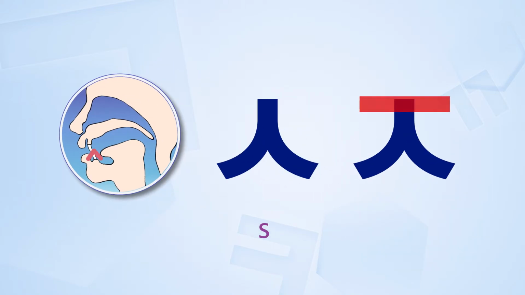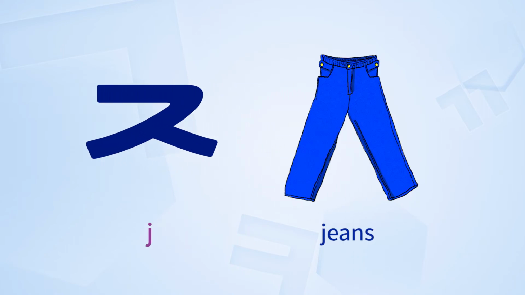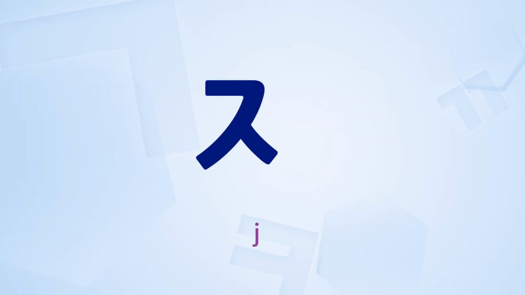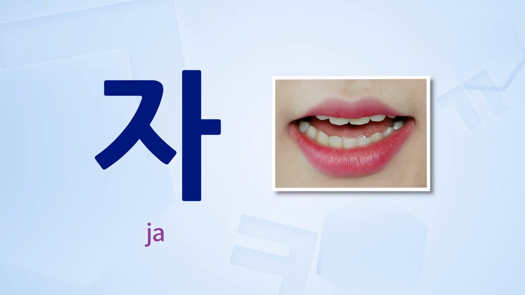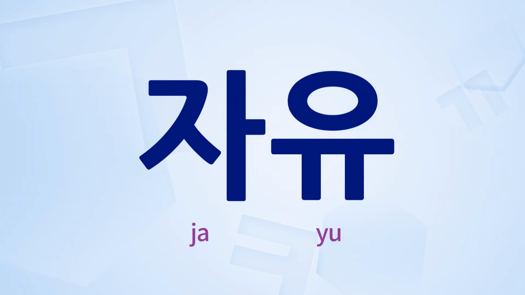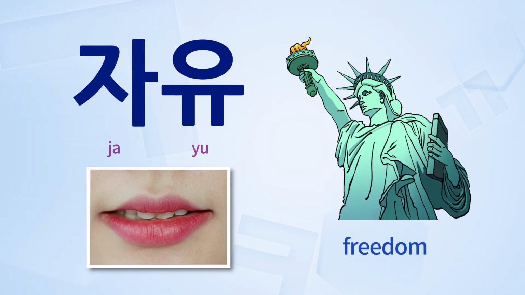The letter jiot is made by adding a stroke on top of siot. Shaped like a pair of jeans, j is an affricate pronounced similarly to the j in jeans. When a is added to j, it becomes the syllable ja. When yu is combined with ja, it becomes jayu, which means freedom.